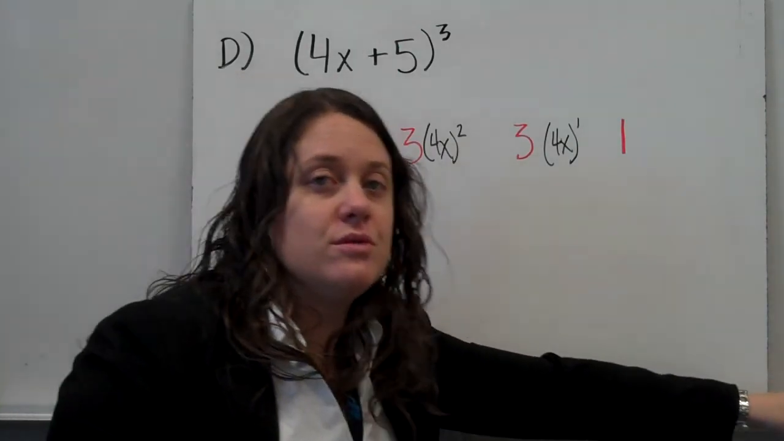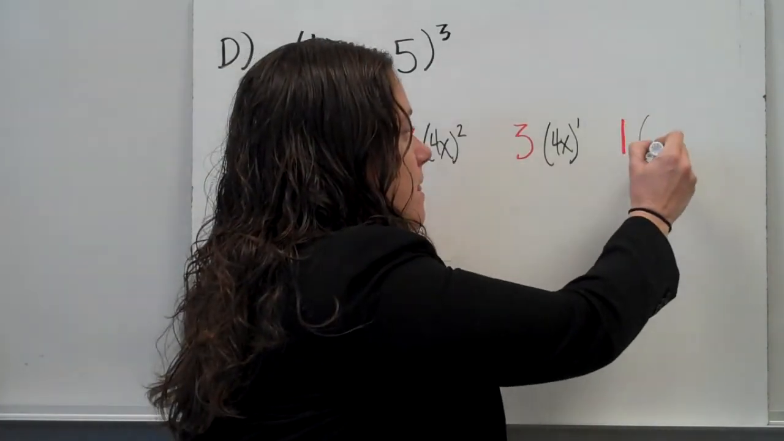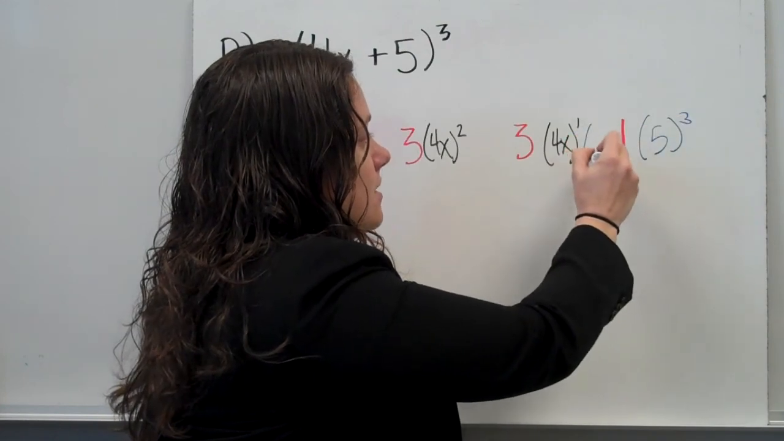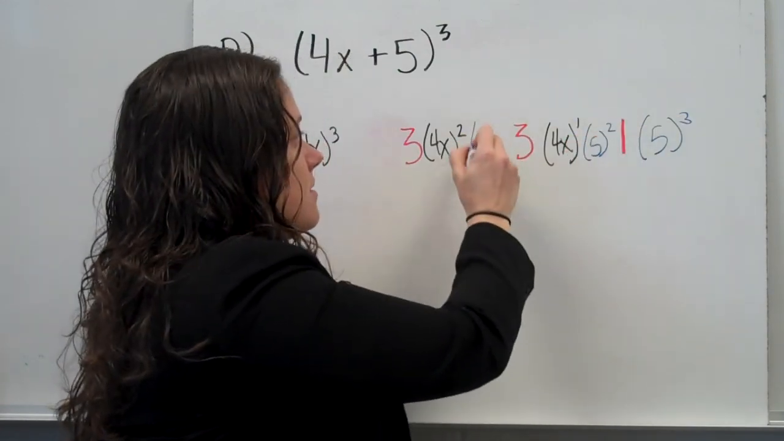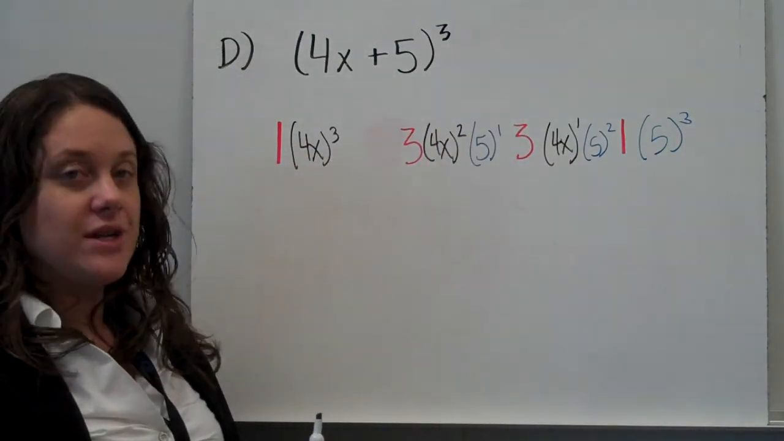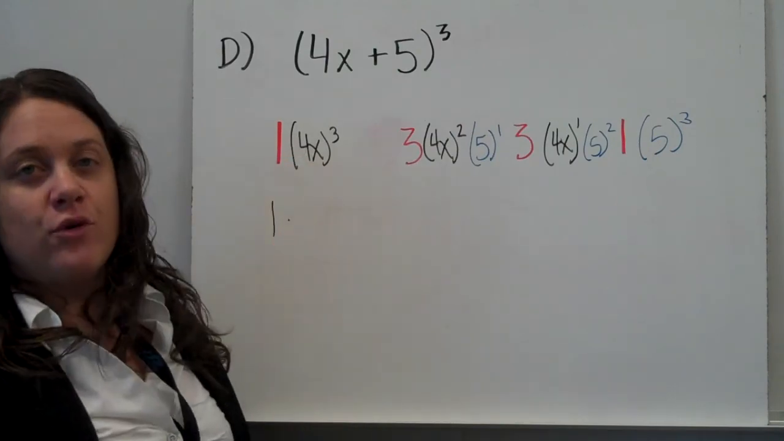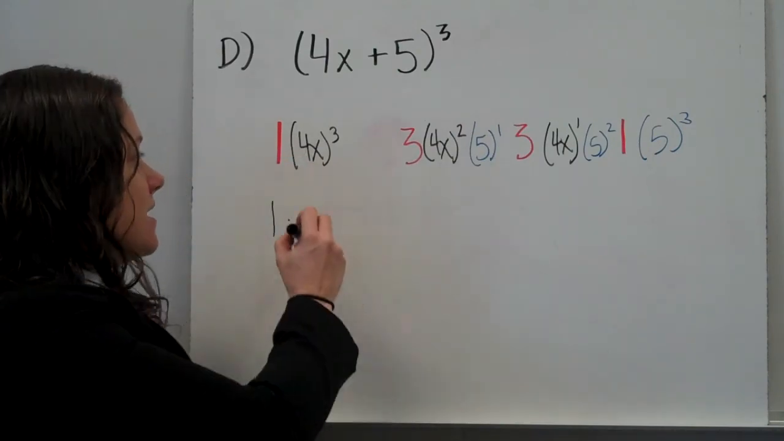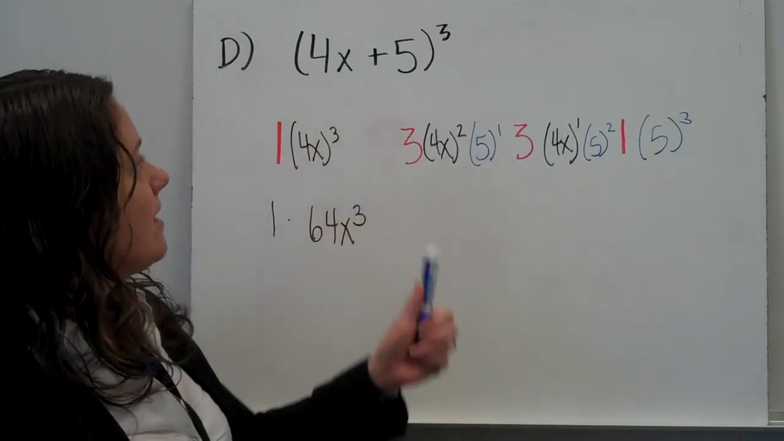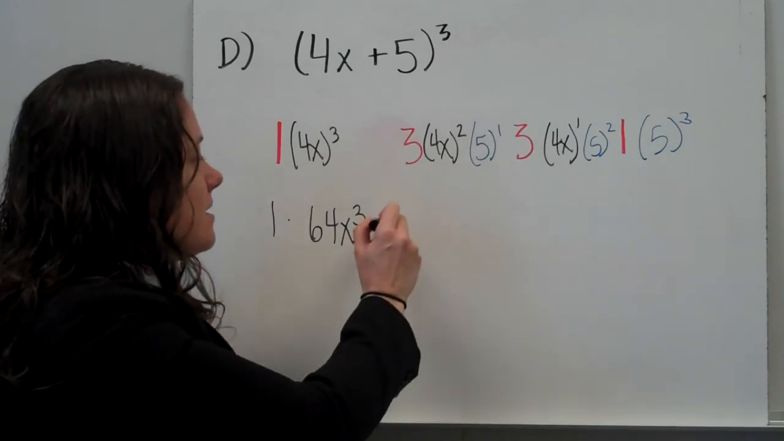Okay, now in blue, I'm going to go ahead and do the 5. Okay, so this is going to be here, 5 to the third, and I'm going backwards here, 5 squared, 5 to the first, and then nothing. Okay, so now I'm going to need to simplify this. So I have 1, and then I have 4 times 4 times 4, so that's going to be 64x to the third. Okay, now I can see that everything's pluses, so my signs are all going to be pluses because I don't have any minuses there.